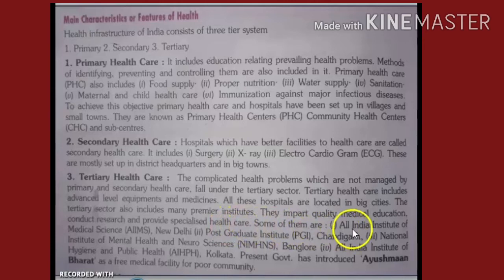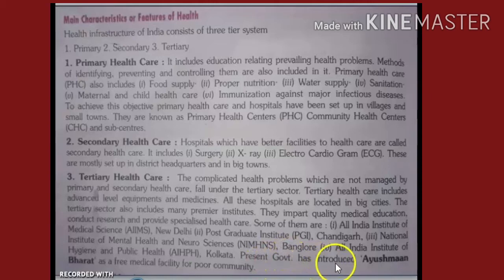Some of them are the All India Institute of Medical Sciences, AIIMS, New Delhi, and second, the Postgraduate Institute, PGI Chandigarh, and the National Institute of Mental Health and Neurosciences, NIMHANS, which is in Bangalore, and the All India Institute of Hygiene and Public Health, Kolkata.